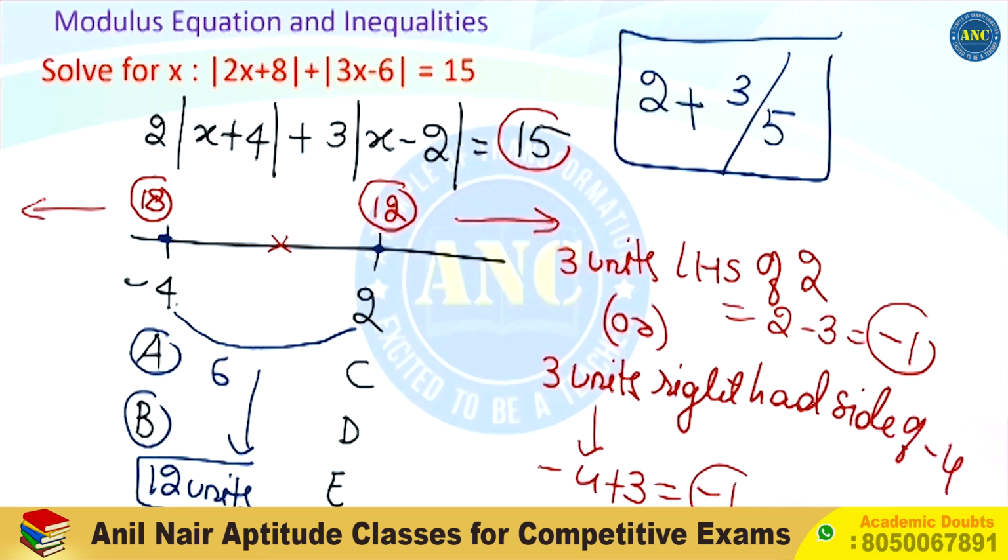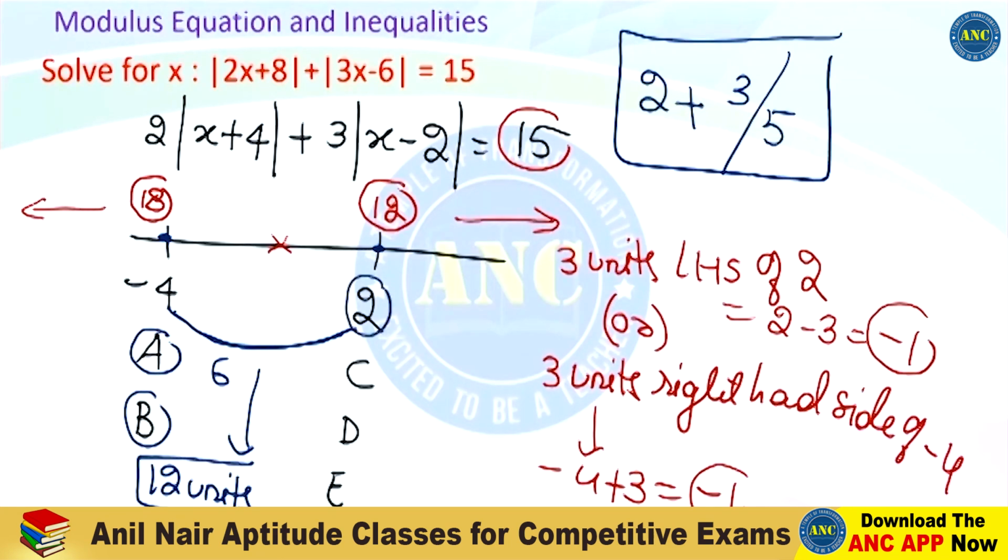C, D and E, minus 4 to 2, 6. A will travel 6, B will travel 6. 12 over from point 2. Remaining 3 units need to be traveled. A, B, C, D and E, total 5 people are traveling.